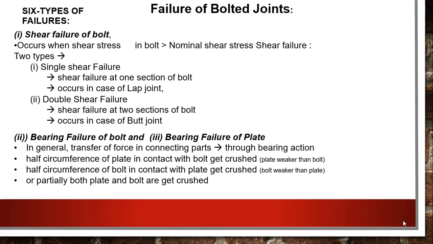Okay. Now number two is bearing failure of bolt and the bearing failure of plate. Because of the load, the bearing failure occurs. So in general, transfer of force in connecting plates happens through bearing action. Number two is half circumference of the plate in contact with bolts gets crushed, that is when the plate is weaker than the bolt. Third is half circumference of bolt in contact with plate gets crushed when the bolt is weaker than the plate. Or partially both plate and bolts get crushed. So crushing action takes place in the bearing failure.